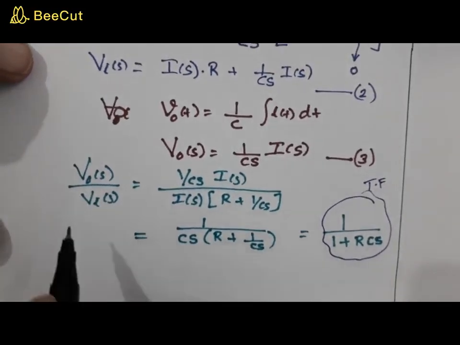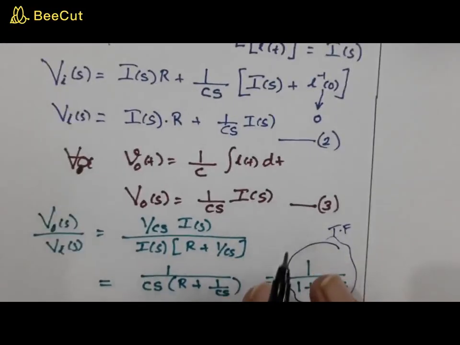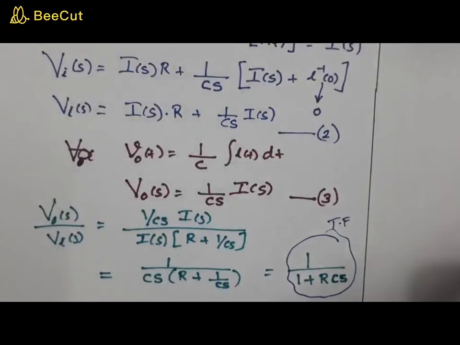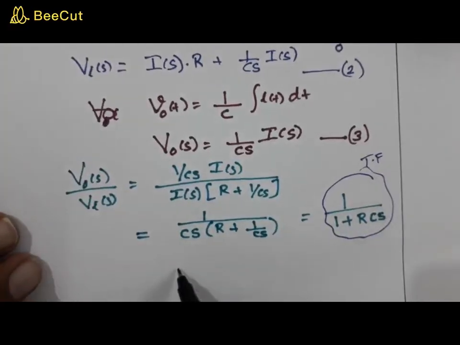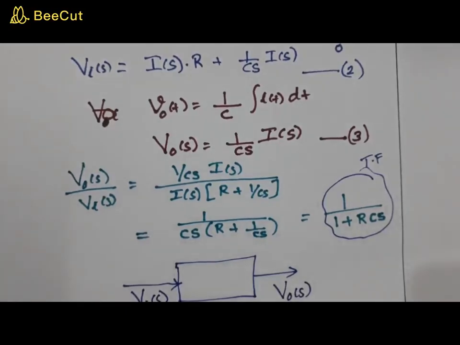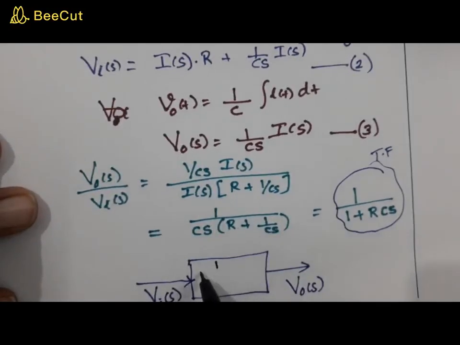Now once you have the transfer function, as I explained here, you can represent that as a block diagram, right? So the block diagram will be like this. That is the simplest way of representing it as a block diagram. Here you will have vi of s, here you will have v0 of s, and inside you will write the transfer function 1 by 1 plus rcs.